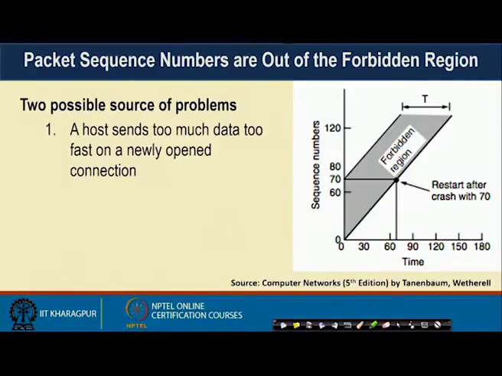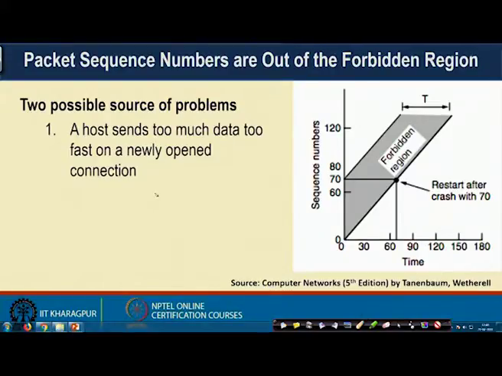Now, there can be two different sources of problems whenever there are two connections, like when one connection has crashed and another connection is going to use an initial sequence number field. Let me give you one example here. One connection has used this sequence number and then it crashed, and this is the forbidden region for this old connection. Say I name it connection 1.